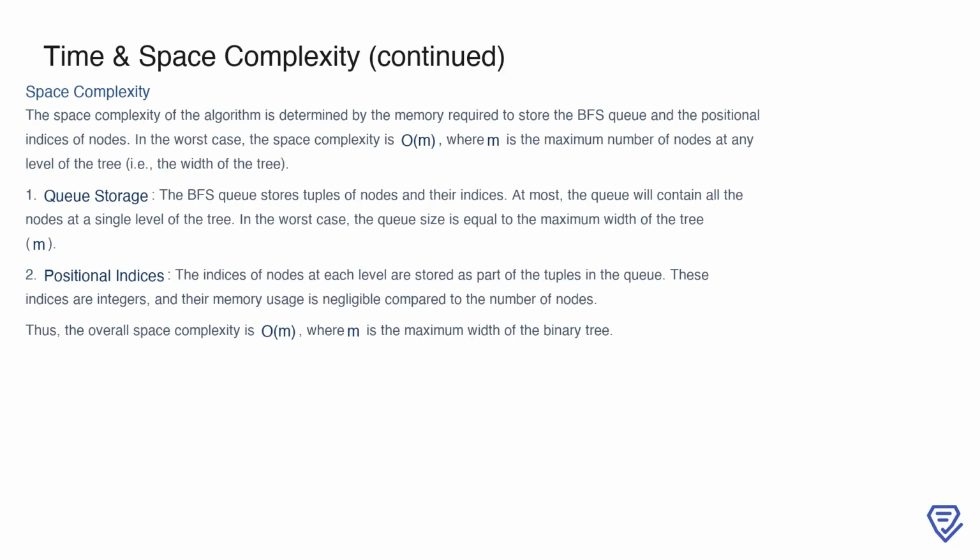Now, let's examine the space complexity. The primary factor here is the memory required for the BFS queue, which holds tuples containing each node along with its positional index. The queue size is determined by the maximum number of nodes at any level of the tree, which we refer to as m, the maximum width of the tree. In the worst case, the queue will contain all the nodes at a single level, making its size proportional to m. Additionally, the positional indices stored as part of these tuples are simple integers, so their contribution to memory usage is negligible compared to the nodes themselves. Therefore, the overall space complexity of the algorithm is O(m), where m is the maximum width of the binary tree.